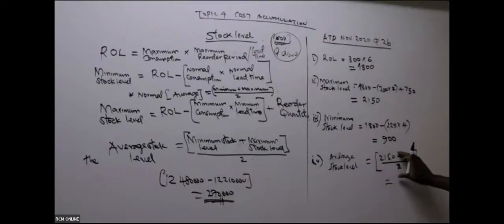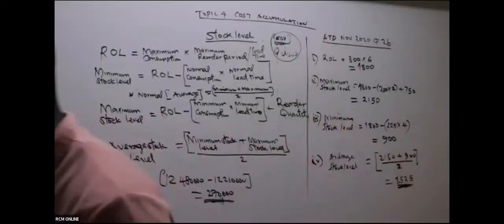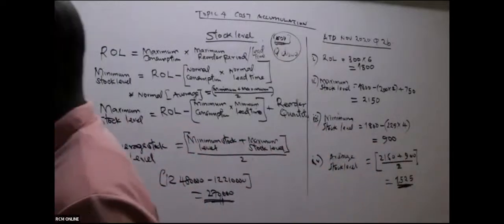What are you getting from this point? 1525. 1525. That is the average. That is the average stock level.